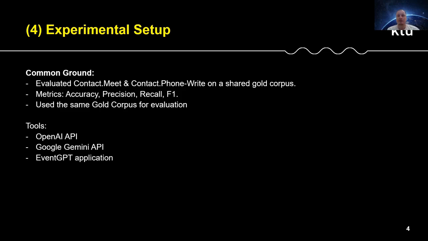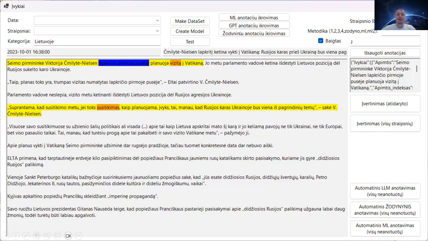In order to perform everything in an automated manner, a new EventGPT application was crafted for this task, which was connected to OpenAI and Google Gemini through API interfaces. Here is an example of this newly crafted application, and here you can see Lithuanian text. In that text, sentences were annotated like this.